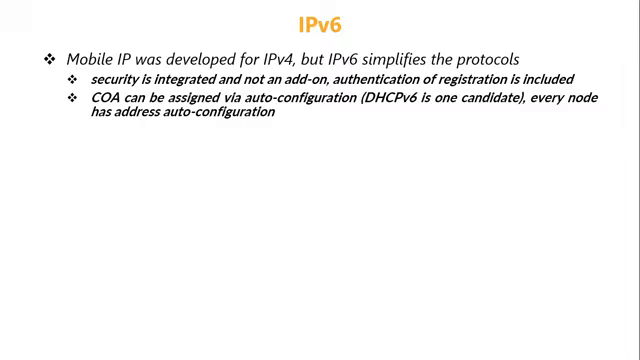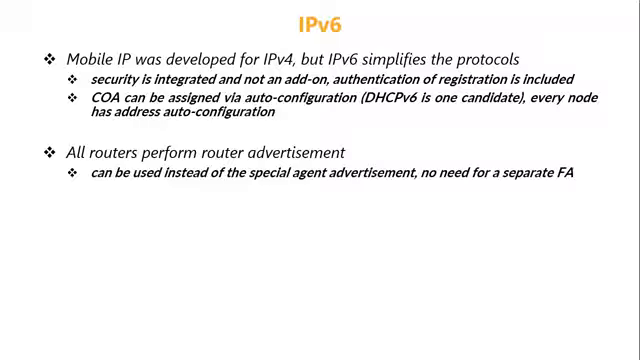And in IP version 6, the COA, that is the care of address, can be assigned via auto configuration. The care of address can be assigned through DHCP, Dynamic Host Configuration Protocol version 6. So every node has the address auto configuration feature, and all routers can perform routing advertisements. So the nodes have auto configuration facility, and every node can perform routing advertisement by themselves.